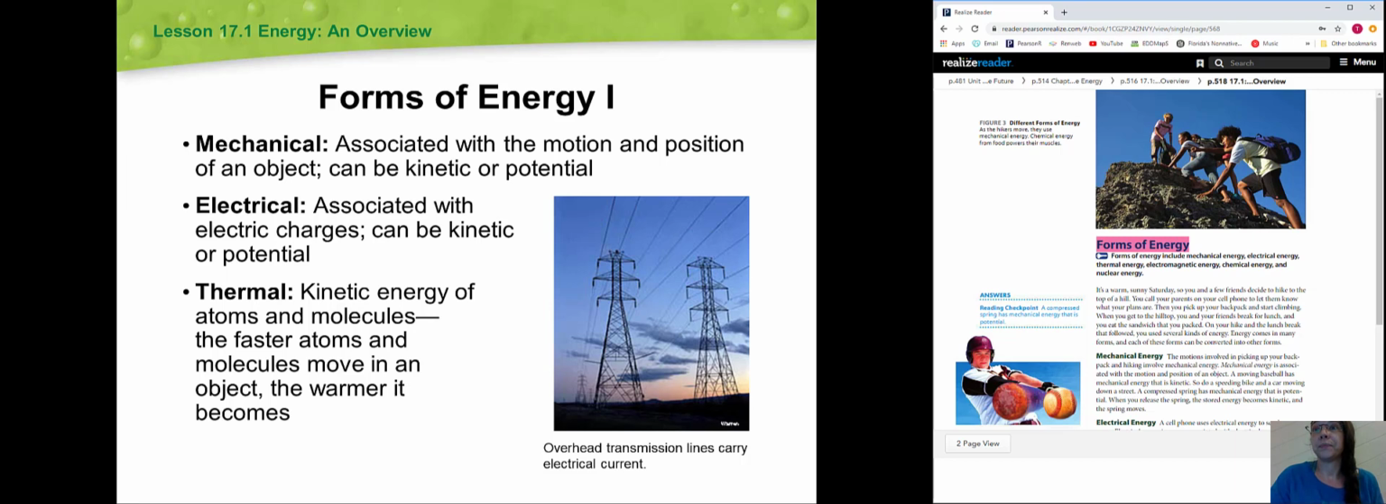Forms of energy. It's a warm, sunny Saturday, so you and a few friends decide to hike to the top of a hill. You call your parents on your cell phone to let them know what your plans are. Then you pick up your backpack and start climbing. When you get to the hilltop, you and your friends break for lunch, and you eat the sandwich that you packed. On your hike and the lunch break that followed, you use several kinds of energy.